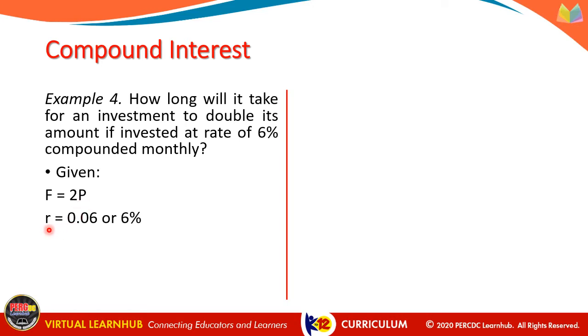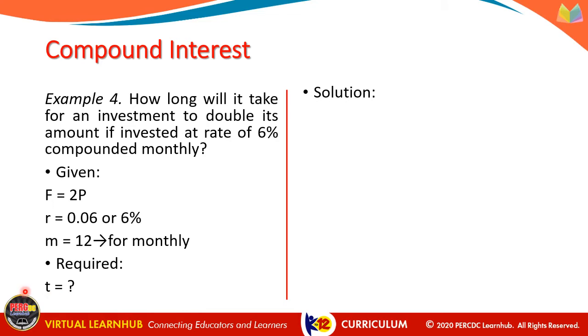Nominal rate r is given as 0.06 or 6%. And m is equal to 12 for monthly compounding. Compounded monthly. We are required to solve for t. How long will it take? So we are going to solve for time t.